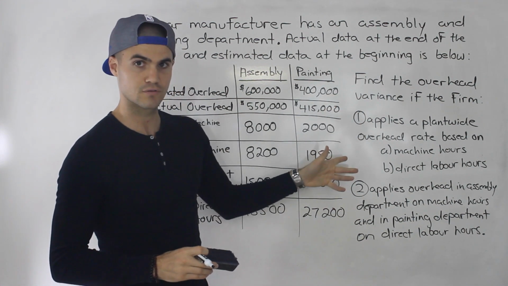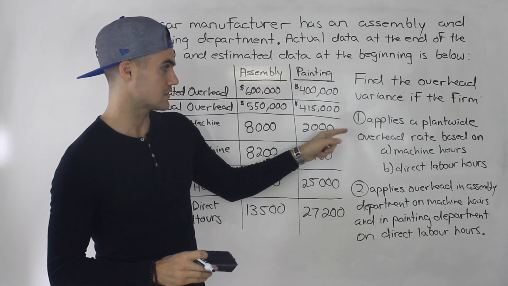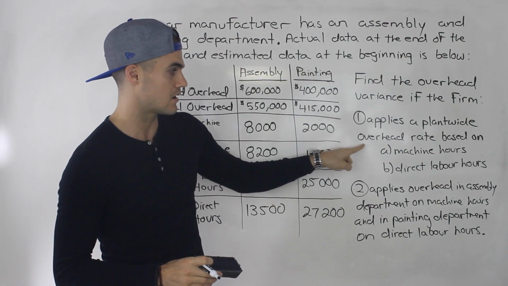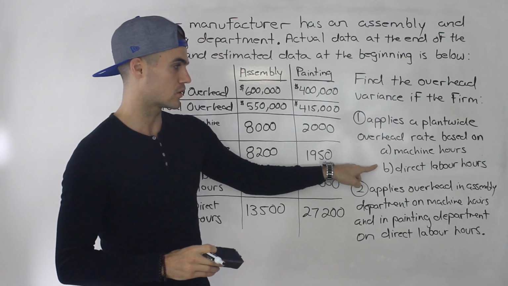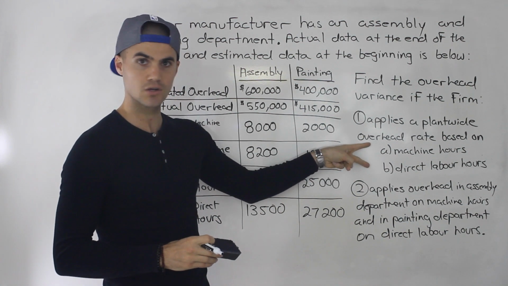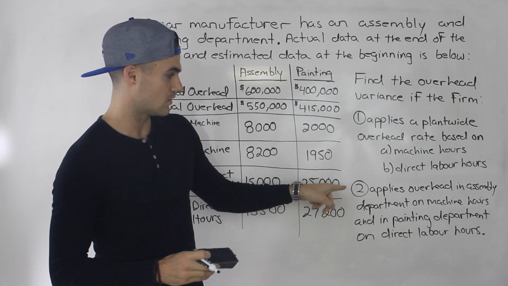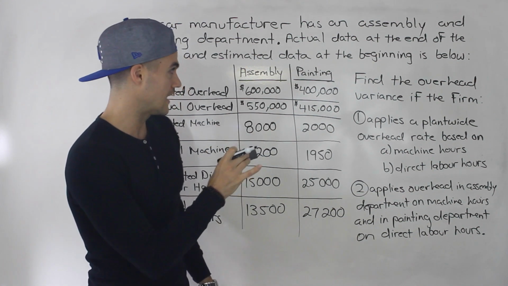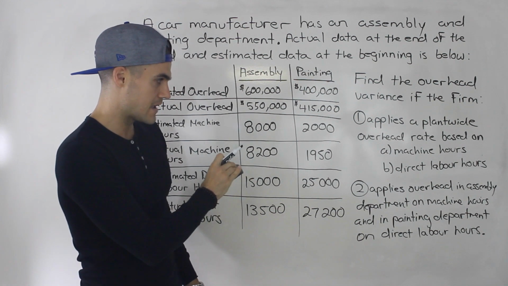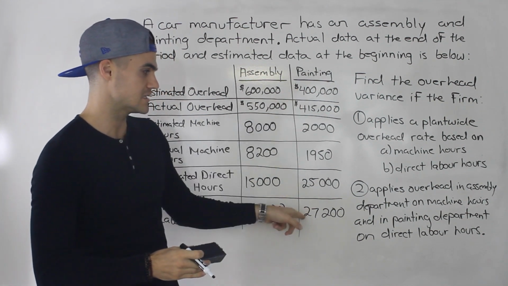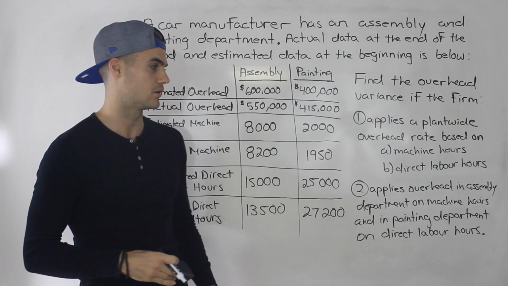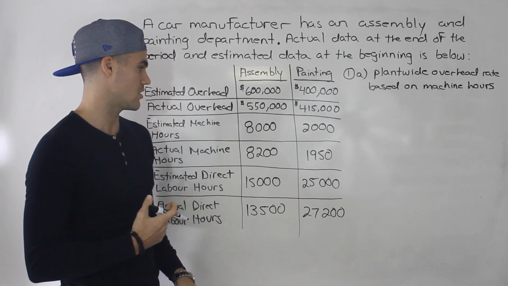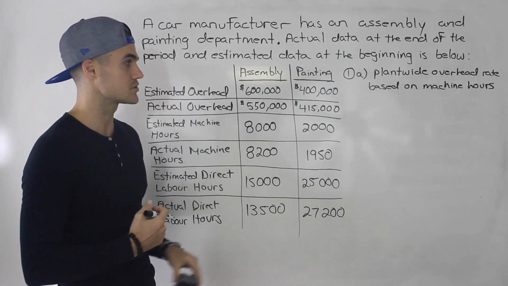With this information, what we have to do is find the overhead variance in 3 different scenarios. So we have to find the variance if, number 1, the firm applies a plant-wide overhead rate based on either machine hours or direct labor hours. So that's like 2 different scenarios right there. And then the last scenario is that the firm applies overhead in the assembly department based on machine hours and in the painting department based on direct labor hours. So let's start off with 1A, where the plant-wide overhead rate is based on the machine hours.